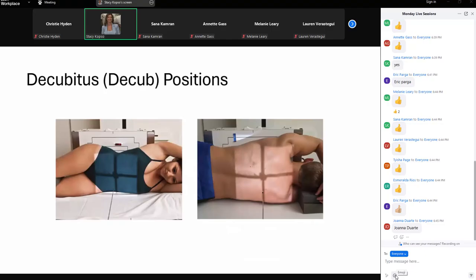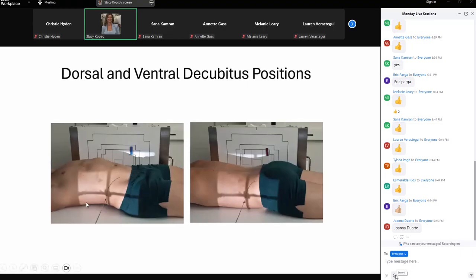With decubitus, you want to know, once again, this is a left lateral decubitus because she's on her left side. Whatever you tell the patient to do, that's the name of the decubitus. This patient's on his right side, so that's a right lateral decubitus. This patient's on his back, so the terminology for back is dorsal, so that's your dorsal decubitus. And this patient, you told him to lay on his stomach, which is the ventral aspect, so that's a ventral decubitus.